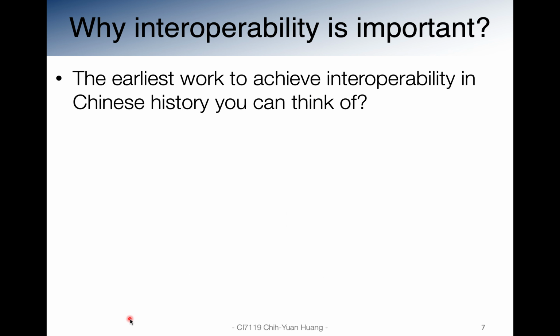So why is interoperability important? Right now we know what interoperability is. Then let's briefly talk about why interoperability is important.